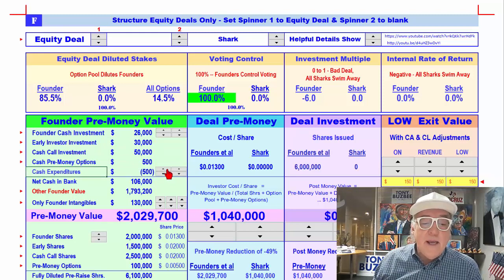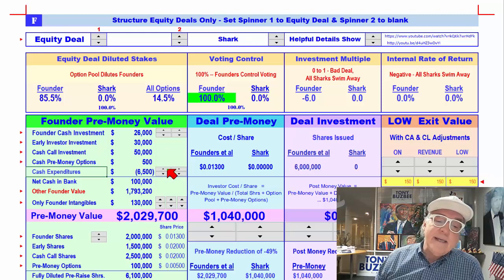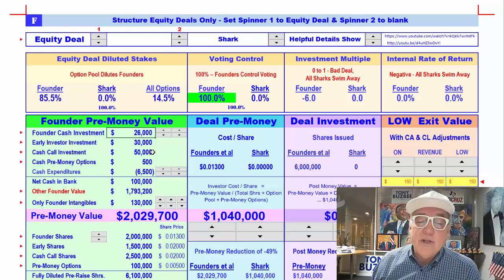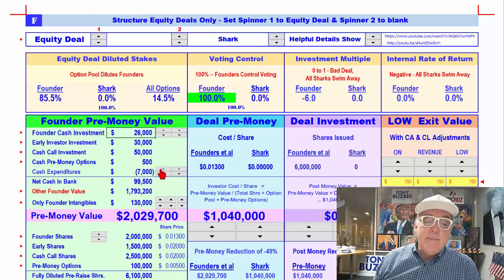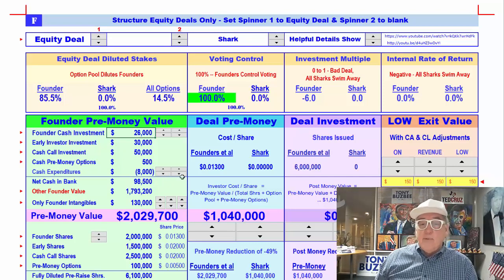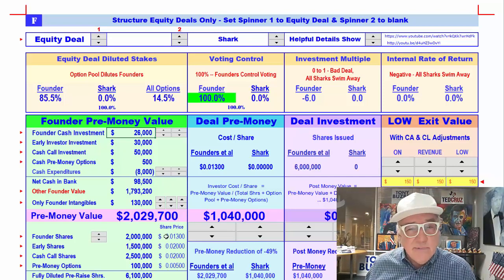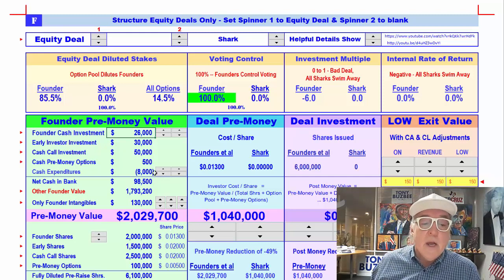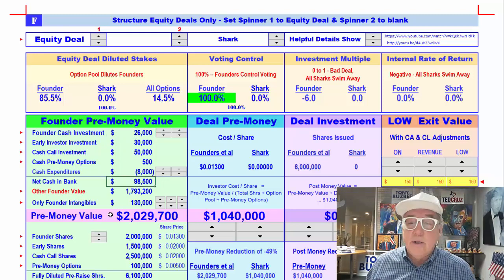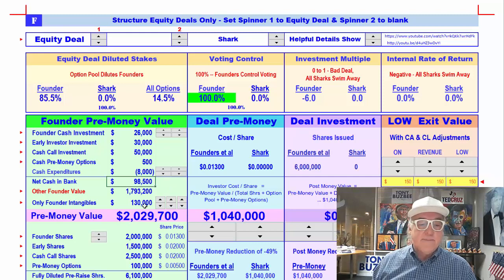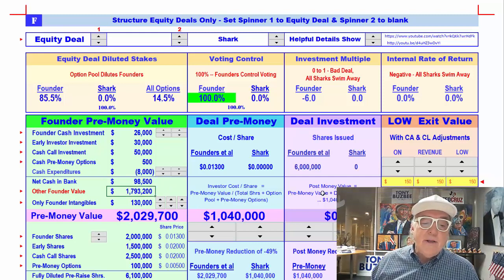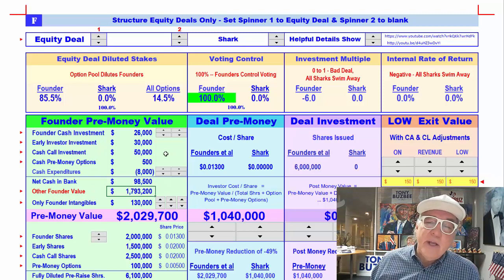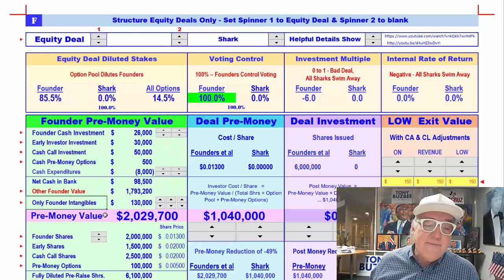For example, if you had a cash expenditure, let's say you were cooking along, and remember, we had $26,000 in the beginning, and maybe you spent $8,000 on a couple of red-hot computer systems and a good website or whatever. So now that's how much cash you have in the bank: $98,500. Other founder valuation. Well, that's everything other than the cash. Okay, and then there's that founder intangible.